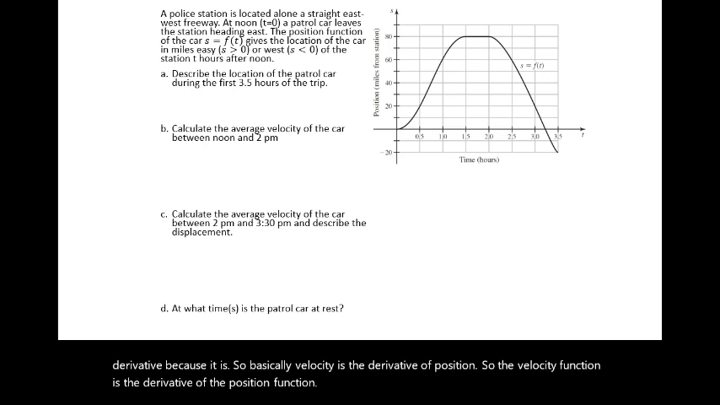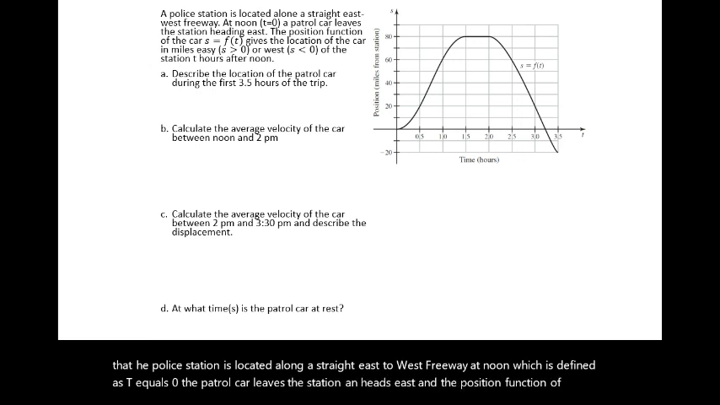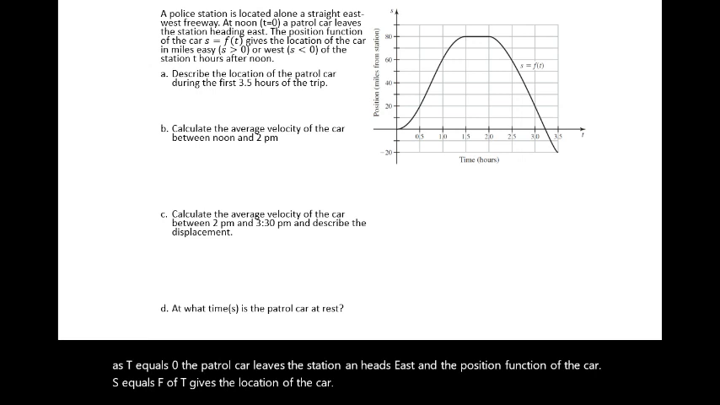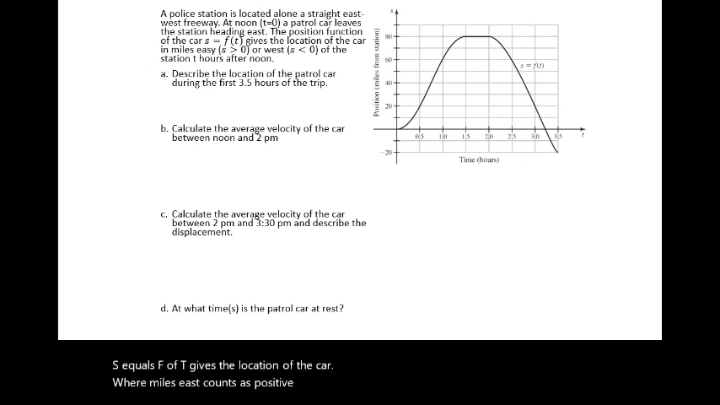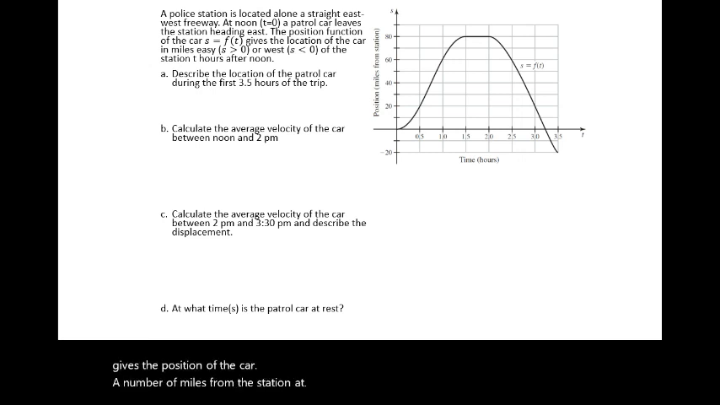So let's say that this graph models the path of a police patrol car. Let's say that a police station is located along a straight east to west freeway. At noon, which is defined as t equals 0, the patrol car leaves the station and heads east. The position function of the car, s equals f of t, gives the location of the car, where miles east count as positive positions and miles west count as negative positions. It gives the position of the car in miles from the station at time t, where t is the number of hours after noon.